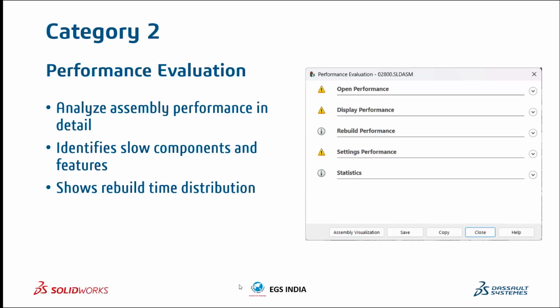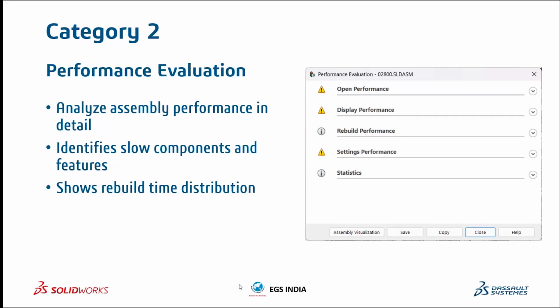So this tool helps us to understand where time is actually being lost in the assembly. So it identifies components, features, and mates which take longer to rebuild. This allows us to focus on the areas that have the most impact on performance. So you can figure out which component or which feature is taking the most amount of time, and simplifying that can give you a significant time saving when you look at the overall assembly over here.